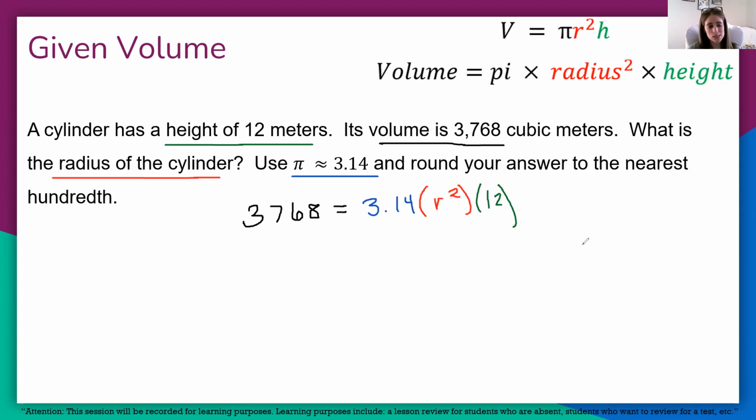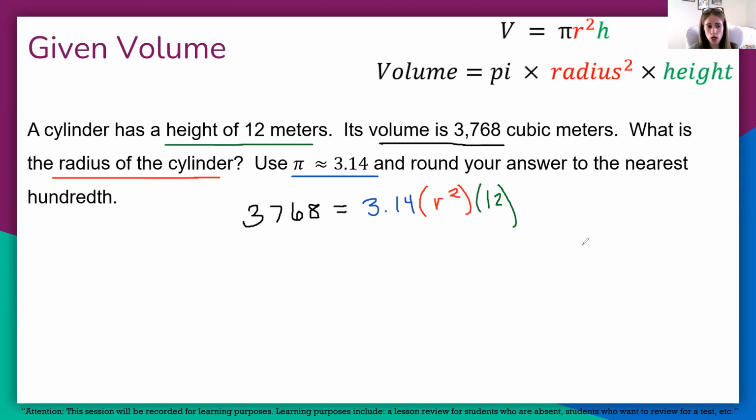Now, in this case, we need to solve our equation here. We need to find radius. Normally, we start with exponents, but can I deal with my exponents? No, because our exponent is with our variable. Therefore, we got to work on isolating that variable first. Then we can deal with our exponent.